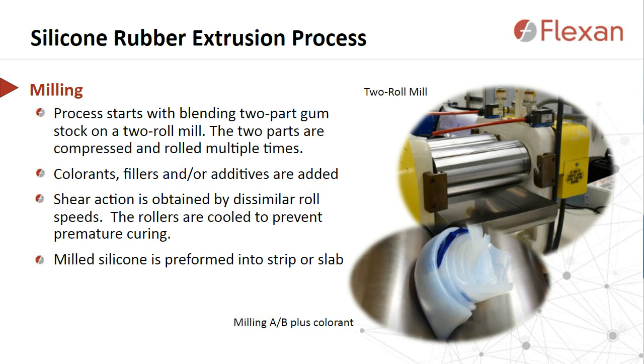Milling is the blending of a two-part gum stock on a two-roll mill to produce a homogeneous blended silicone. The materials mix via a shearing action introduced by dissimilar roll speeds. Since shear can introduce heat and heat can accelerate the curing process, the rollers are normally cooled to prevent this. Colorants and other additives are introduced during the milling step. The milled material is processed into strips or preform to be ready for delivery to the extruder.